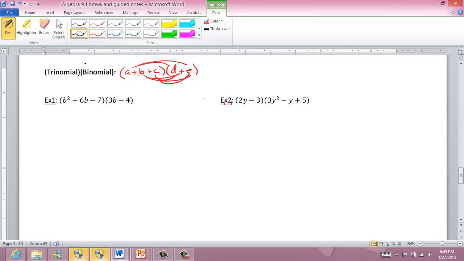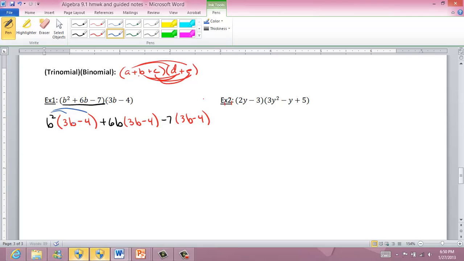Okay, so let's look at this first example. Now, my first term here is b squared. I am going to pull out the b squared, and I'm going to go ahead and distribute it to that second polynomial, which happens to be a binomial. I'm going to pull out that 6b. Okay, that's my second term right here, and distribute it to the 3b minus 4. And then finally, I'm going to pull out that minus 7 and distribute it to the 3b minus 4. Once I have all of this written out, I basically go ahead and distribute.